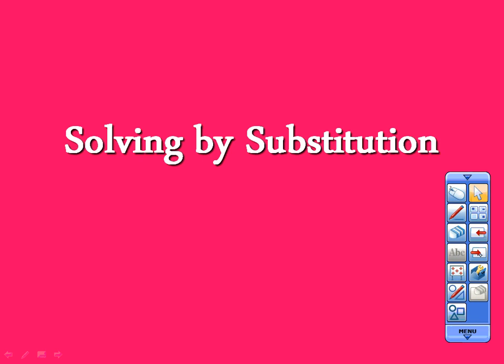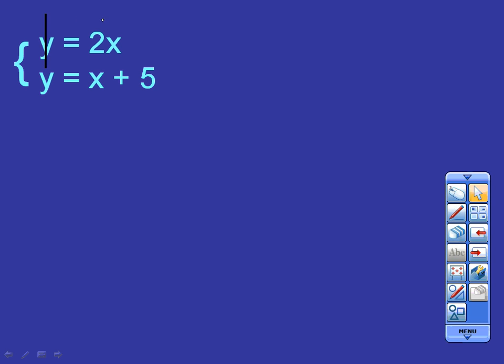Practice solving by substitution. The first problem that you have, your paper matches my screen, is y equals 2x and y equals x plus 5. Do we have that one variable is equal to something? Yes. Our variables are equal to what? Or what is equal to our variables? It's y equals, right?